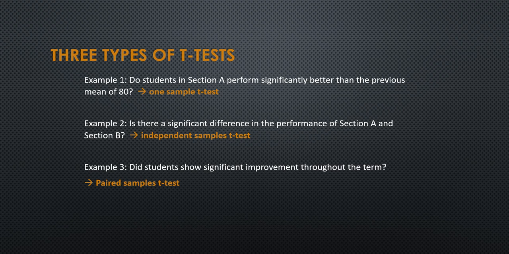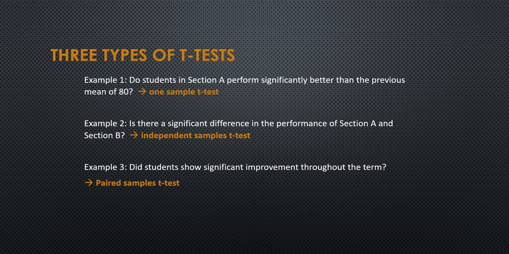Example 2, is there a significant difference in the performance of section A and section B? So now, because we are comparing 2 sections of students, that implies that we would have to take a sample of students from section A and then a sample of students from section B. And because those 2 samples consist of totally different students that are not related, then we would need to use an independent samples t-test there, because we're comparing 2 groups that are independent of each other.